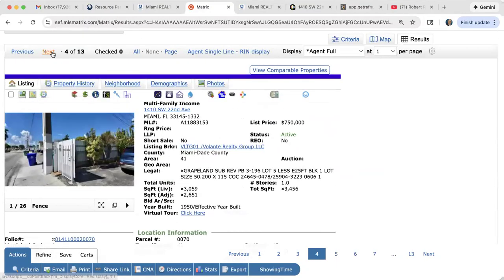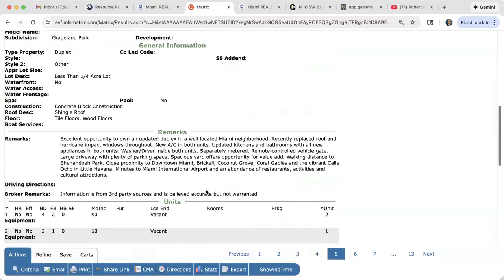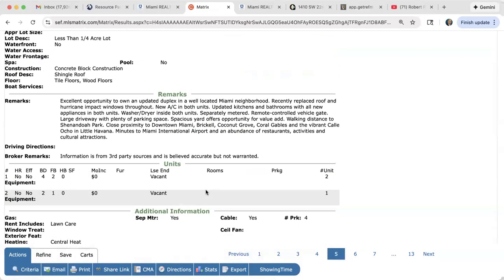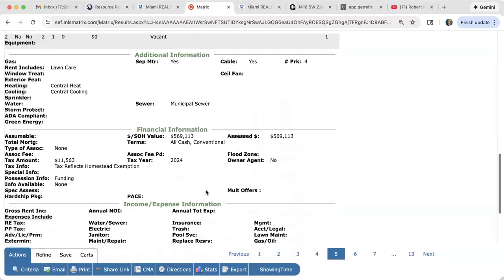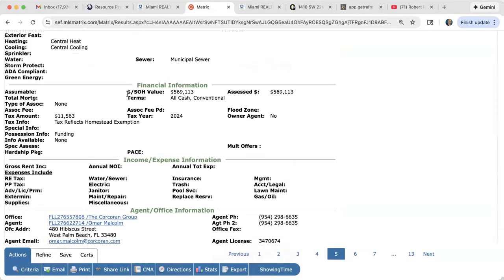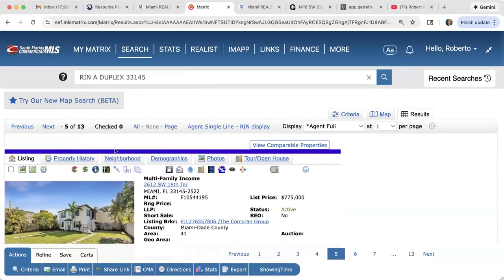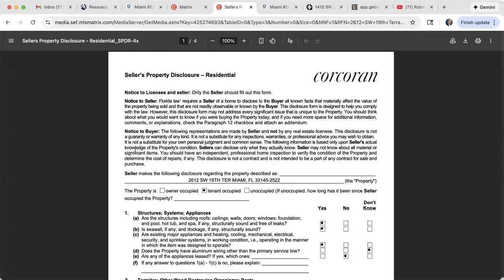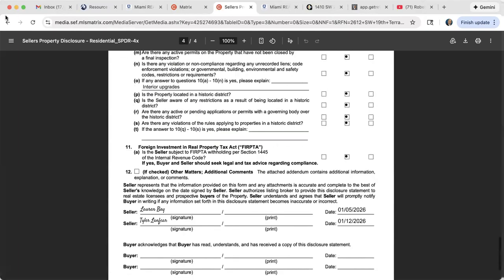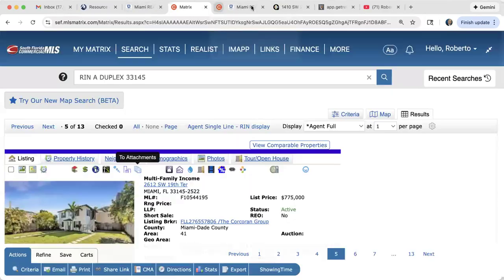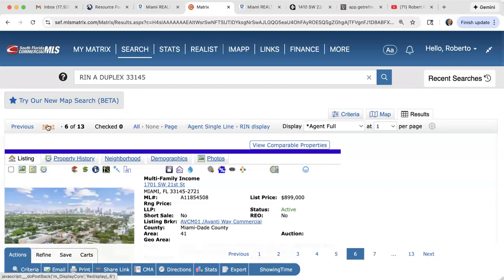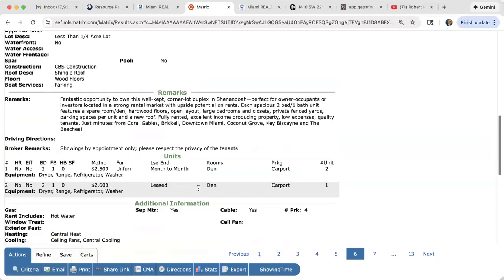Sometimes you're going to come across a property that tells you, hey, this is a 6.5% cap rate, this is a 7% cap rate, and they tell you what the expenses are. All right, so this one's no expenses. Let's take a look. Well, there's an attachment. Great. Improvements. Yeah, that's not the attachment I was looking for. Let's go to the next one, see if we can find what I'm looking for.